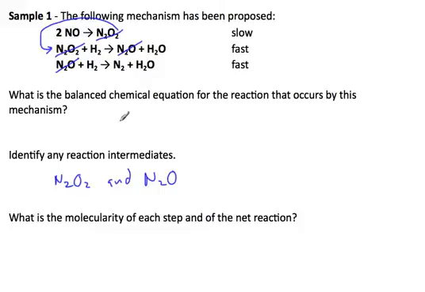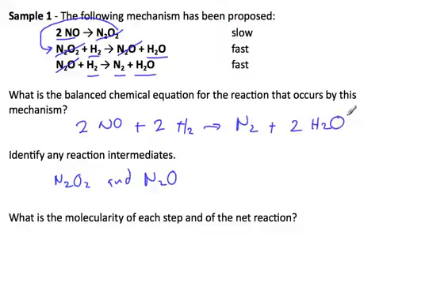So now we can fairly easily identify what's left: NO, 2 moles of hydrogen, 2 different reactions, 2 moles of water, and N2. So here's our overall balanced chemical equation. 2 nitrogen monoxide plus 2 hydrogen yield nitrogen gas plus 2 water. So there's the overall balanced chemical equation and intermediates. You should always be able to generate the balanced chemical equation.